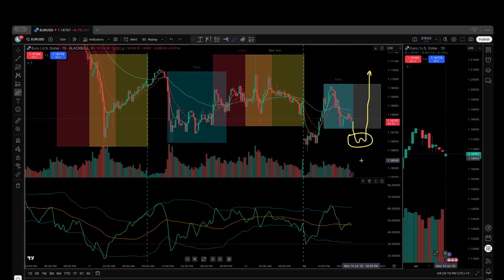Sometimes they will move the market or reverse the market before the session opens. Sometimes it's after the session opens. They vary the times so that the traders don't kind of pick up on when they're going to move.